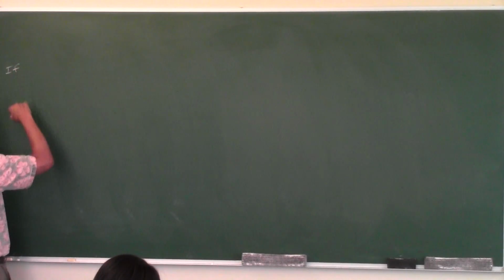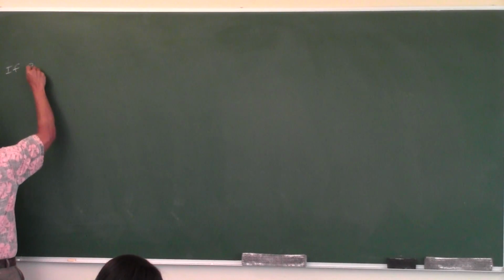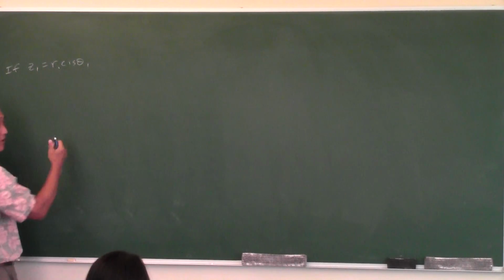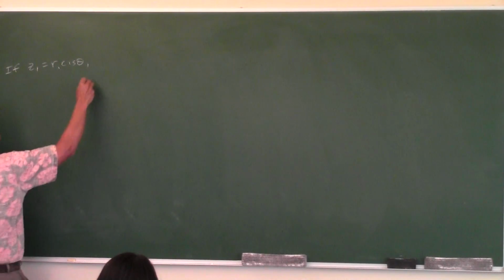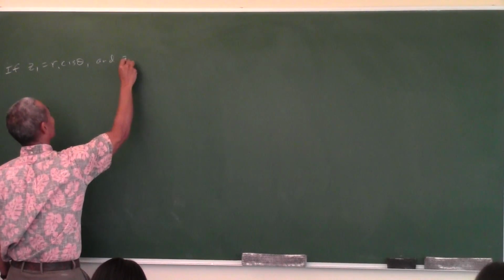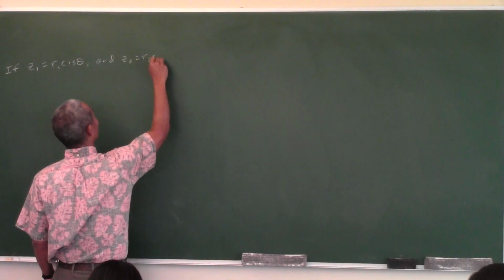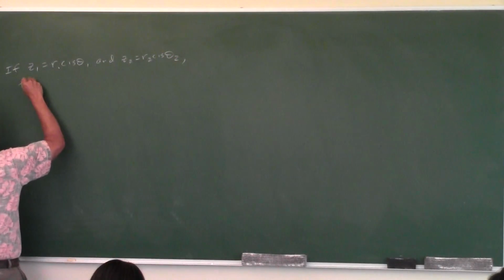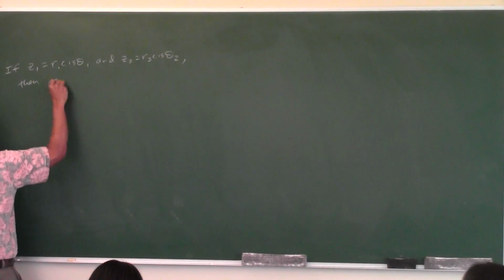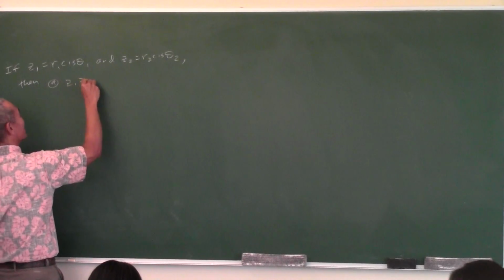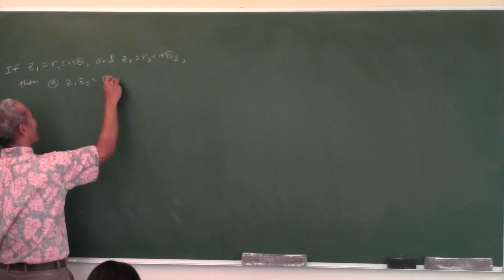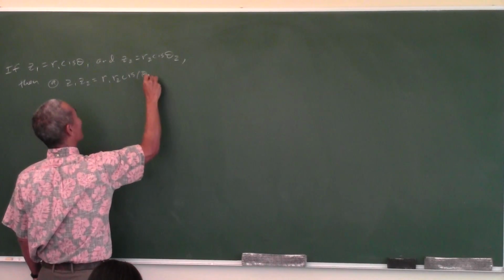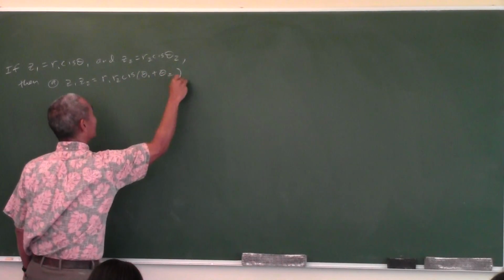Let's say you have 2 complex numbers. Z1 is equal to R1 kiss theta 1. See, it's already in polar form. And Z2 is equal to R2 kiss theta 2. Then, part A, Z1 times Z2 is equal to R1 times R2 kiss theta 1 plus theta 2.